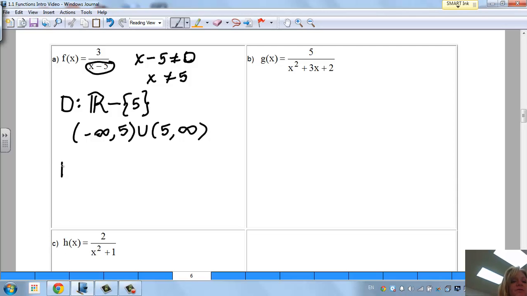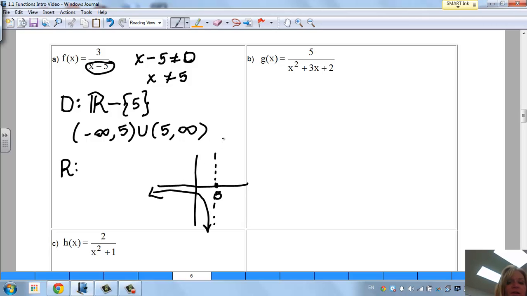If I was going to do the range of this, which we're not really doing quite yet, but if I were to sketch this graph, because all the ranges you can do by sketching, here is a 5. There's really a vertical asymptote there, and the graph goes down like this, and it comes up like that. So I can have everything but a 0. There's no way this is ever going to be 0. So the range is all real numbers except 0, from negative infinity to 0 in union with 0 to infinity.